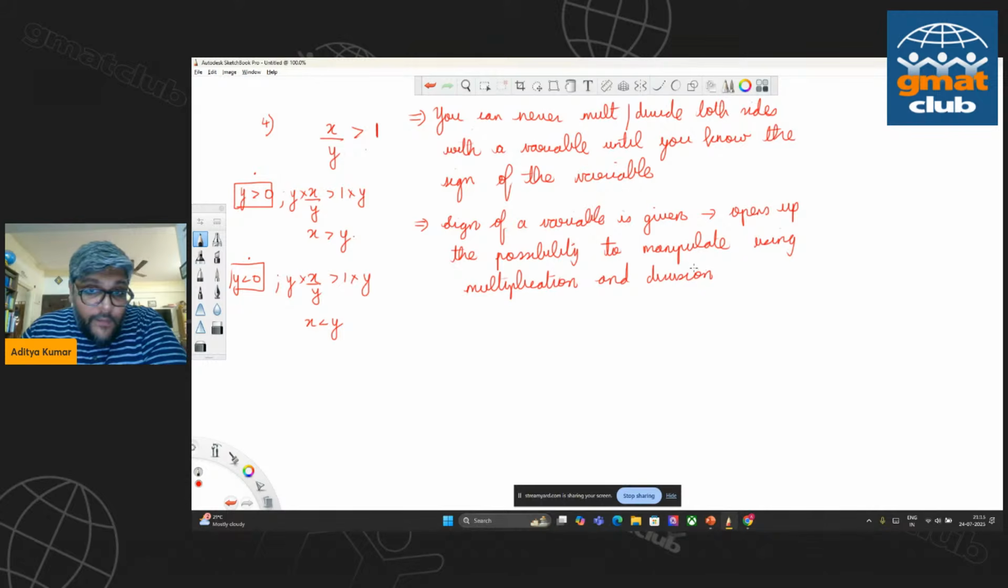Whenever you see a question where the constraints are given to you and some of the constraints are the signs of variables, always make a note of them. Remember, you can always multiply and divide with a variable. It makes your algebra working a lot simpler.